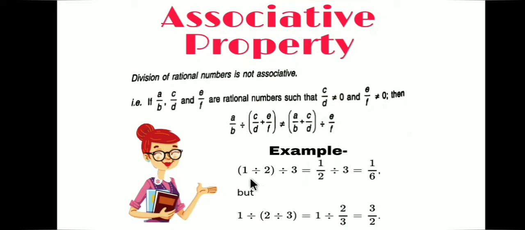Example, if you are taking three rational numbers as 1 divided by 2 divided by 3, then if we group the first two rational numbers together, 1 divided by 2 is half, divided by 3 is 1 upon 6. But when we group the second and third rational numbers together and perform the process, 1 divided by 2 divided by 3 is equal to 1 divided by 2 upon 3, which is equal to 3 upon 2. Both results are not the same. So the division of rational numbers is not associative.